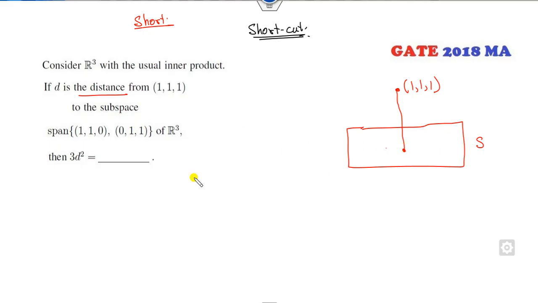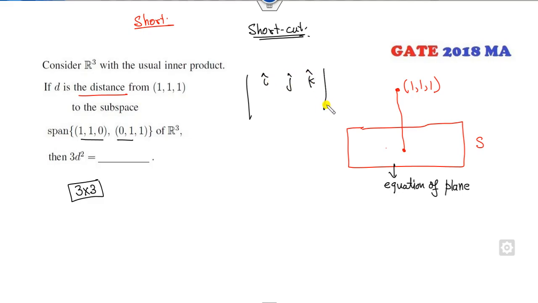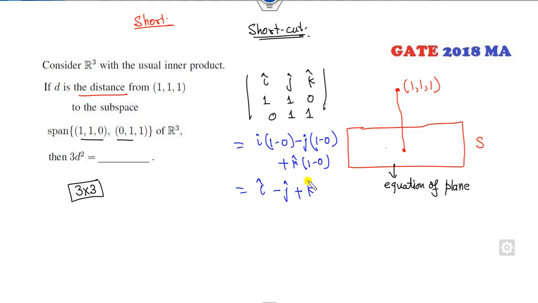Firstly, whenever it's a 3 cross 3 matrix, you can find the equation of this plane. How can you find it? That's very simple. You write I, J, K. The first row is 1, 1, 0. The second row is 0, 1, 1. Now you can find this determinant: I times 1 minus 0, minus J times 1 minus 0, plus K times 1 minus 0. So it is I minus J plus K.